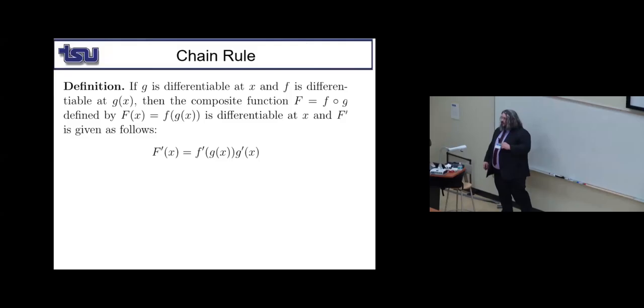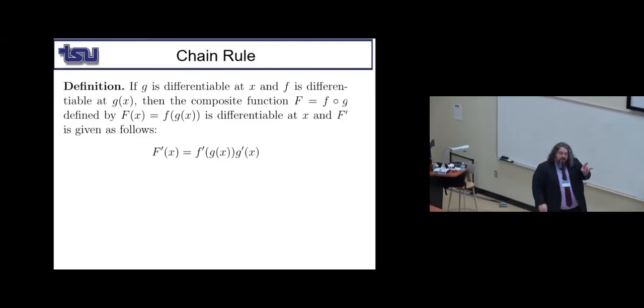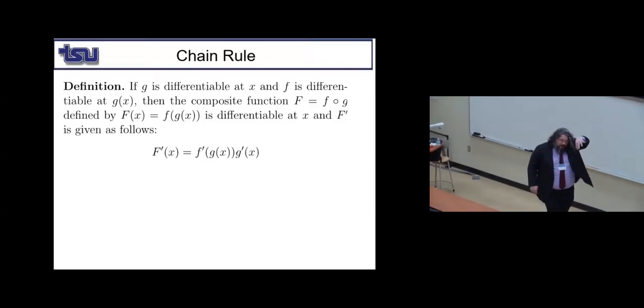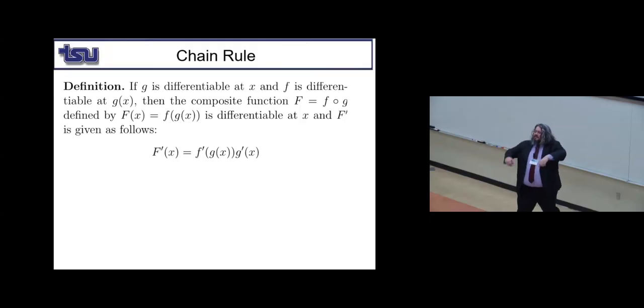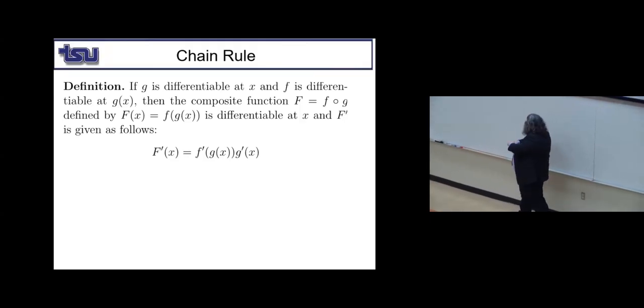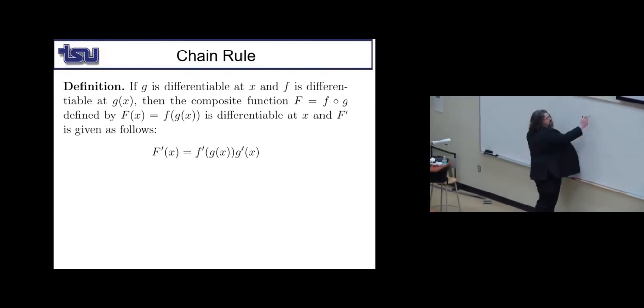Now, the most complicated one of these rules is the chain rule, because there's one operation that functions have that numbers don't. Numbers have addition, subtraction, multiplication, division, and powers, but functions have composition, where we are going to take one function and put another one inside it.